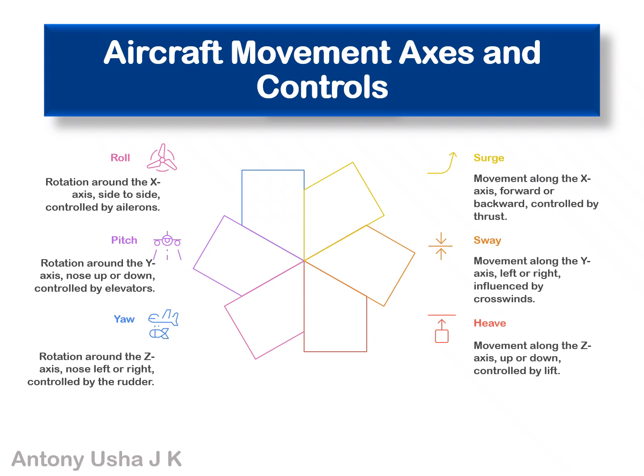Pitch, in the y-axis, nose up and down, is controlled by the elevator. Here in translational motion, we consider sway, movement along the y-axis, left or right, which is influenced by crosswinds. Here in rotational, we have roll, which is based on the x-axis, side to side, controlled by ailerons. And here in translational, the movement along the x-axis, forward or backward, is controlled by thrust.